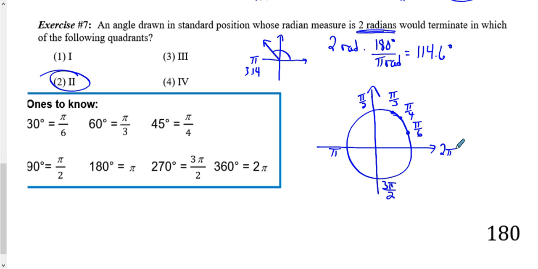Okay. All right. So I know this is all kind of new to you guys. Does anyone have any questions on this? Kind of get the idea how to convert between radians and degrees and vice versa?